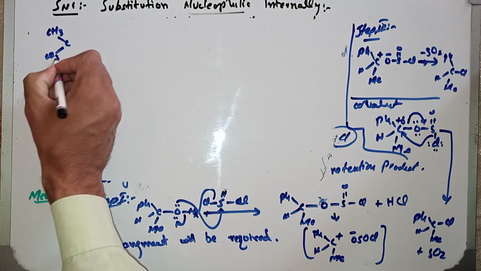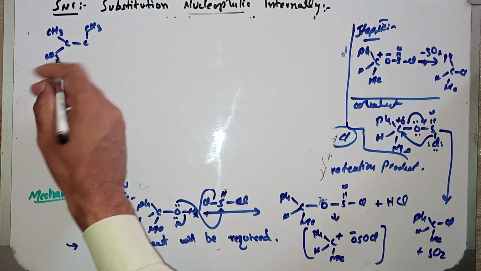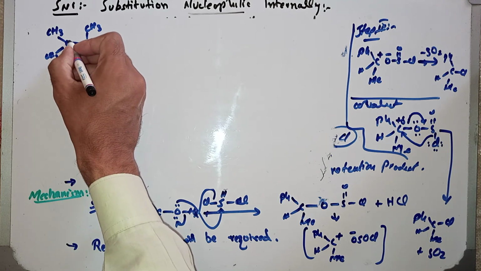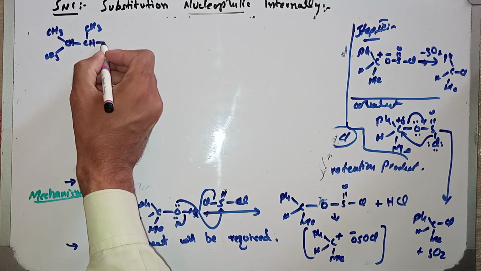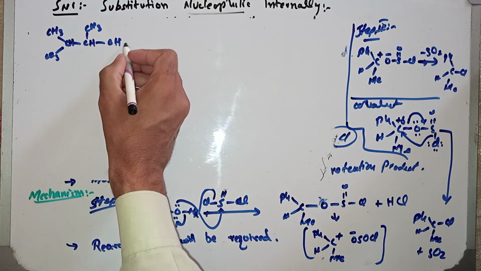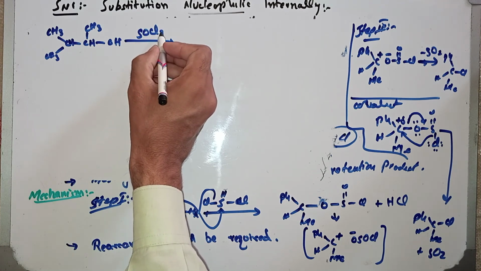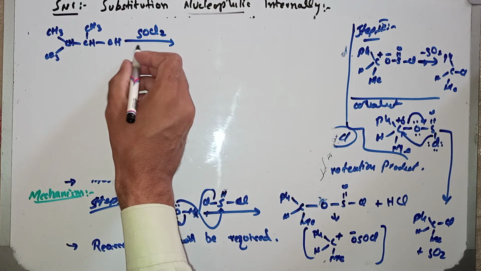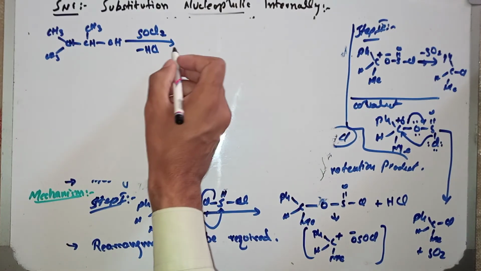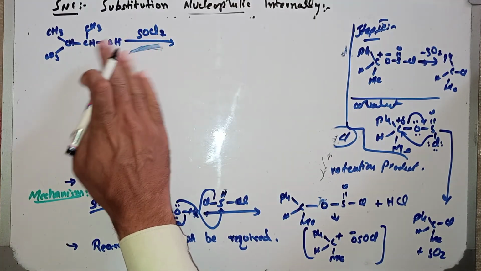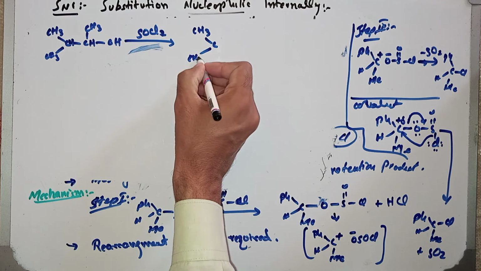CH3C, CH3, here is also H attached, H C H, that is OH. In the presence of this, when you add SOCl2, and it releases HCl, so that's why it will be produced, or you can say that it will directly produce this product, CH3.